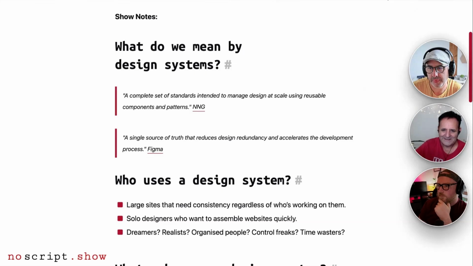It's really the raw HTML, more often than not. Yeah.